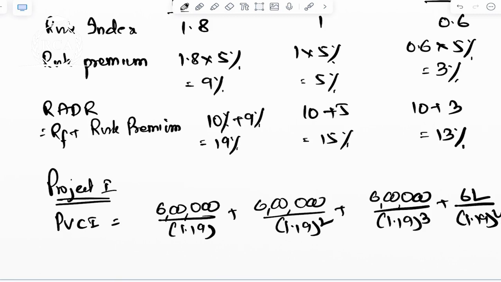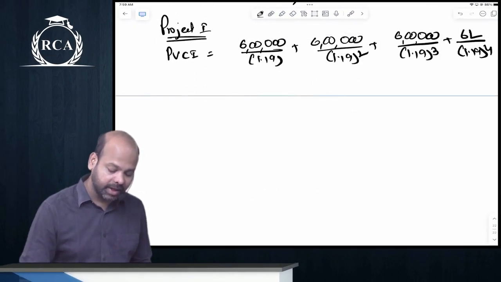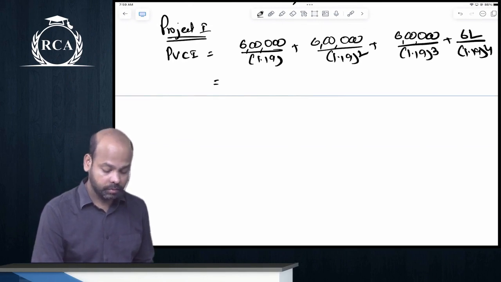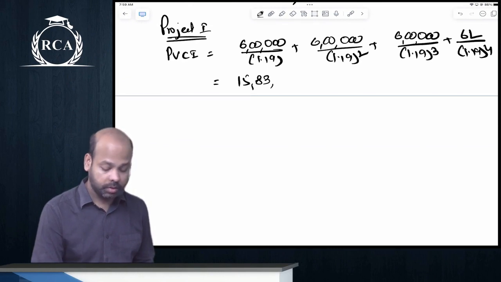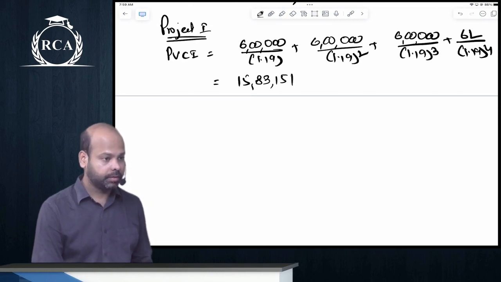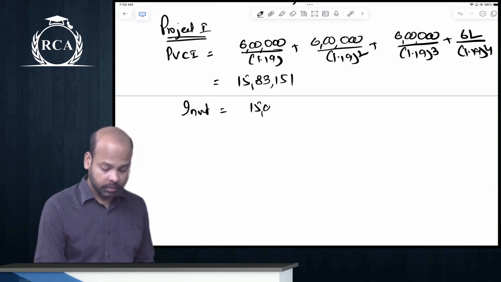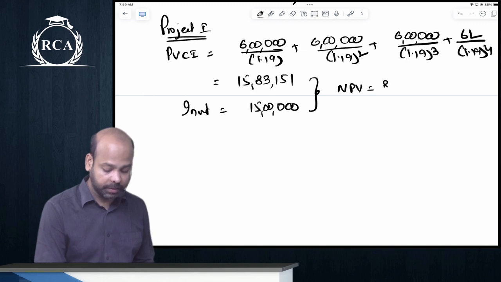Are we all done, guys? First project का PVCI कितना है बेटा? 15,83,151. What is the investment, beta? So the NPV of this project as such, guys, is 83,151.